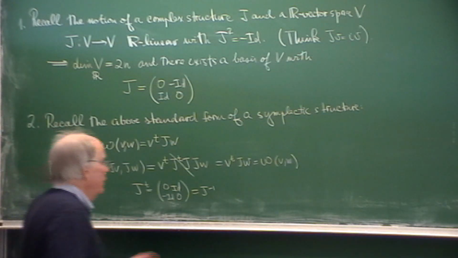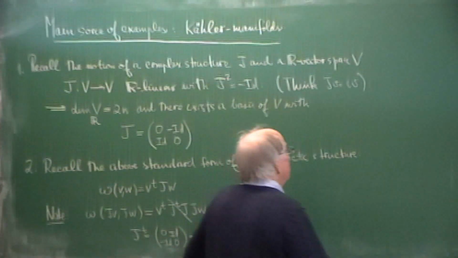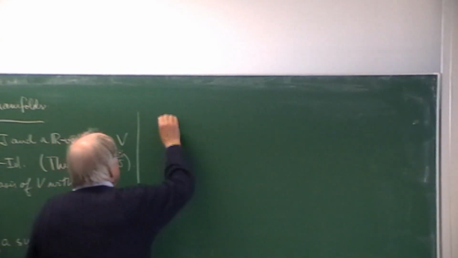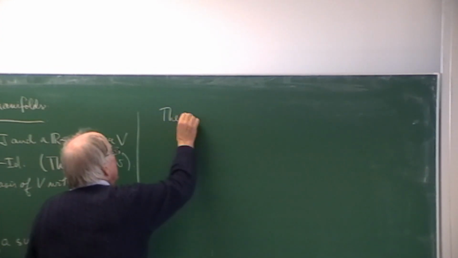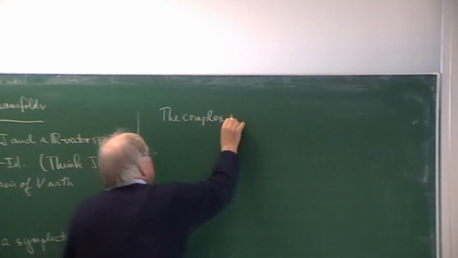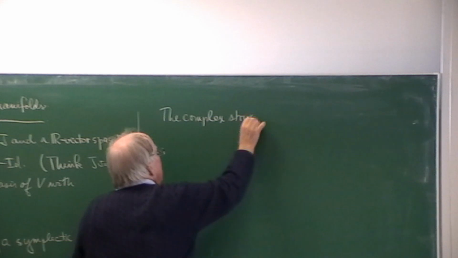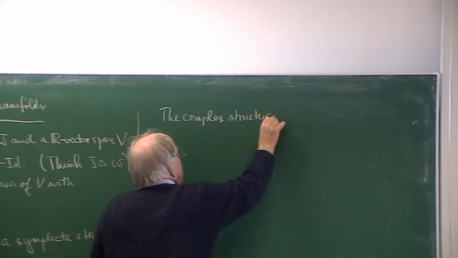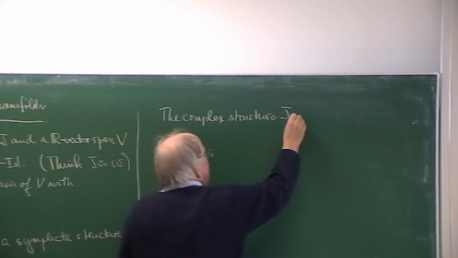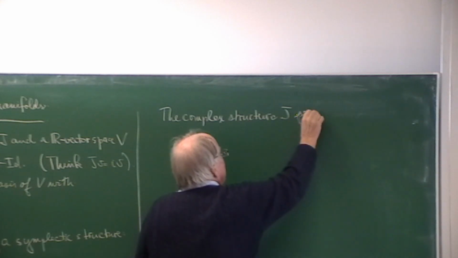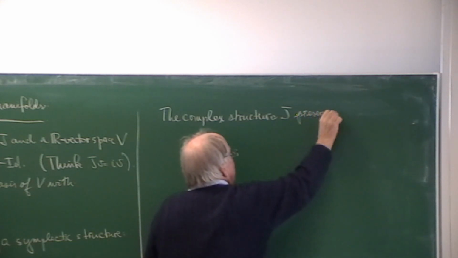It says that J preserves the symplectic structure. So in words, the complex structure J preserves the symplectic structure.